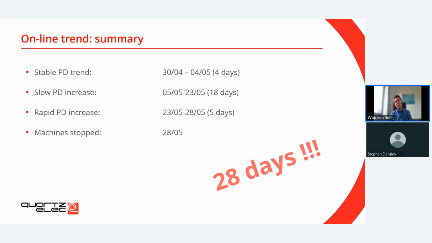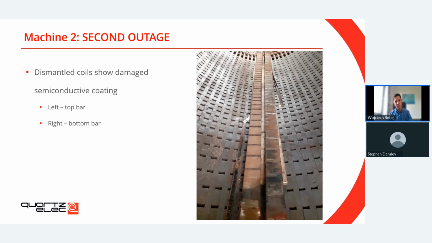So 50% of you were right. Congrats to those who answered less than 1 month. On this occasion, the customer made the decision to stop the unit before a complete breakdown occurred. The machine was stopped and sent to our Rugby workshop, and this is what we found when we started to remove the stator coils.